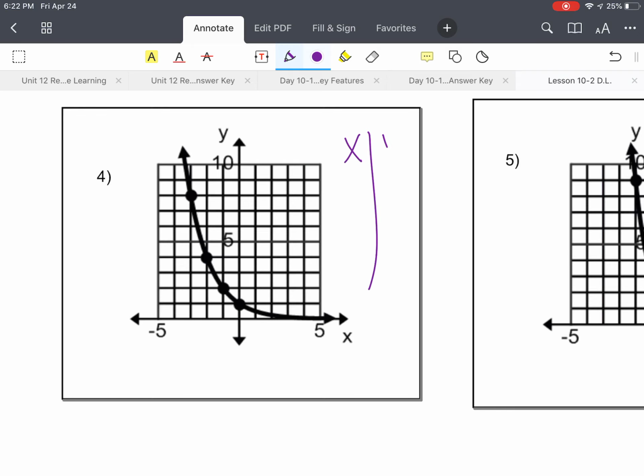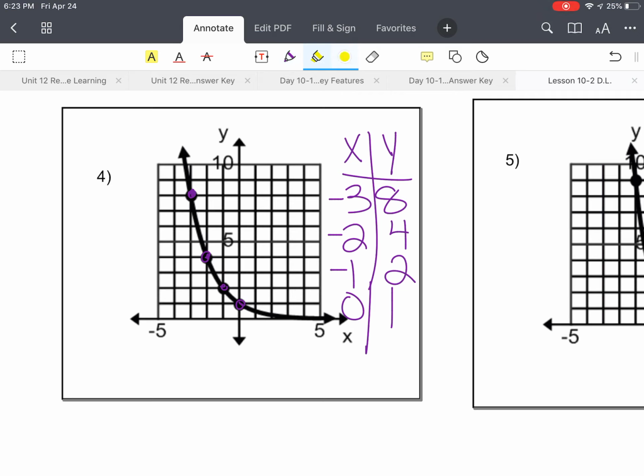We have a lot of numbers here. We might not need them all, but let's write them anyway. So I have 4 good points, and what's nice is they drew dots for you so you could see the points. So -3, 8, -2, 4, -1, 2, and 0, 1. Okay, so right away I know my y-intercept is 1.